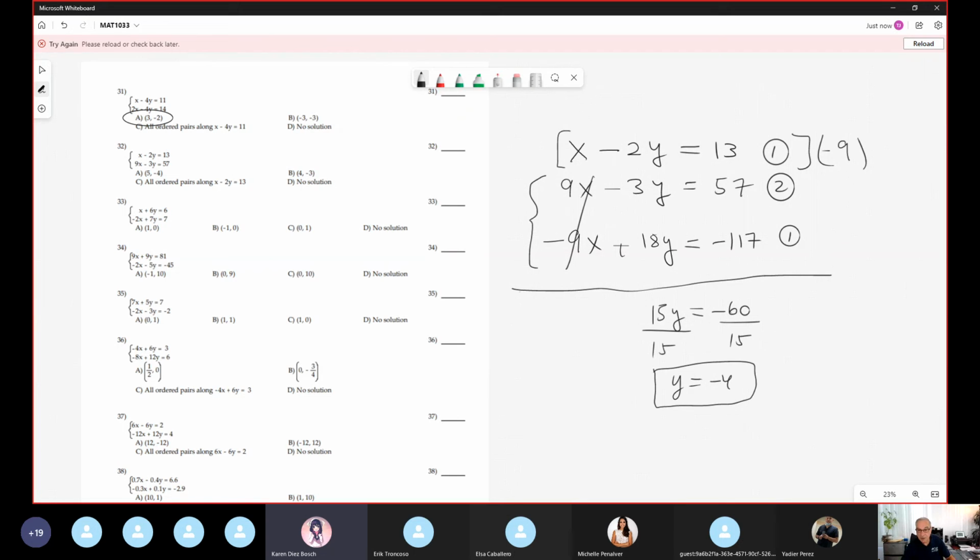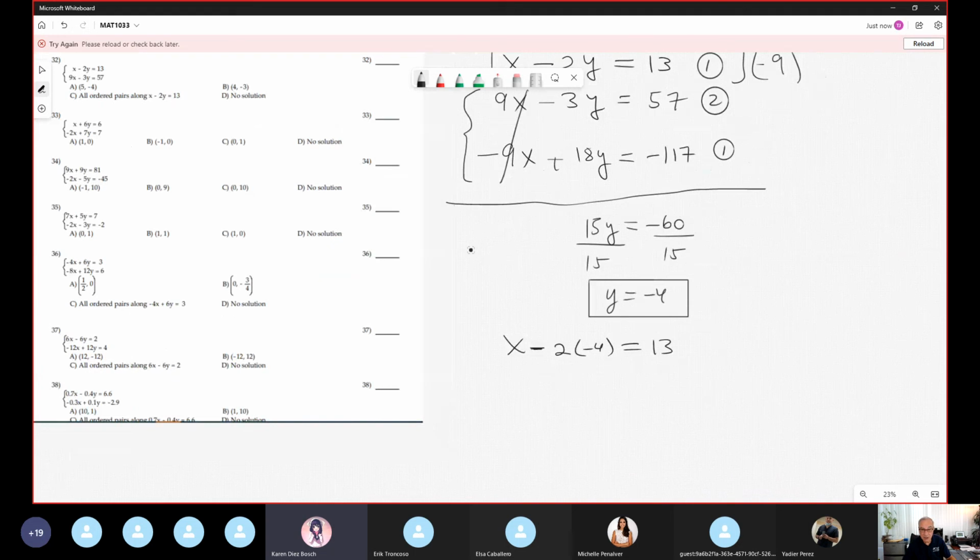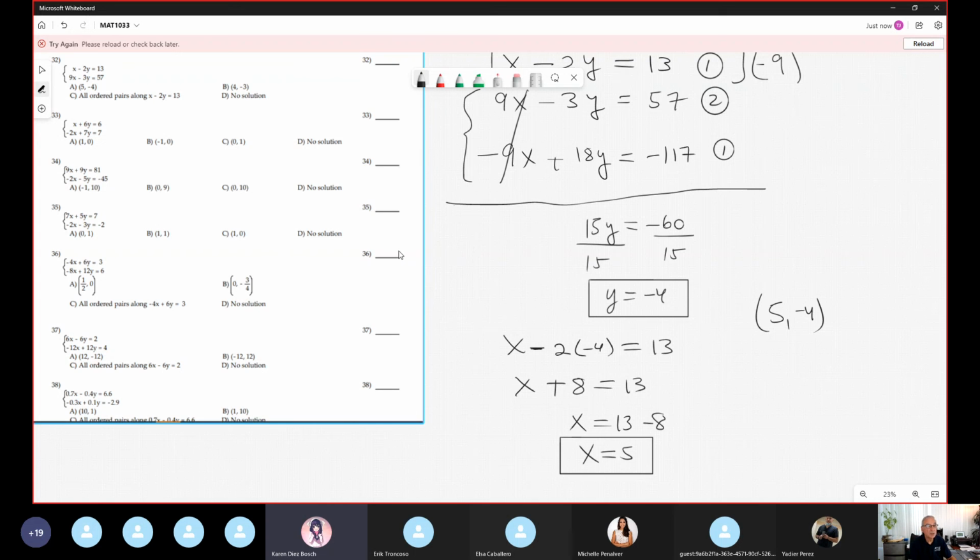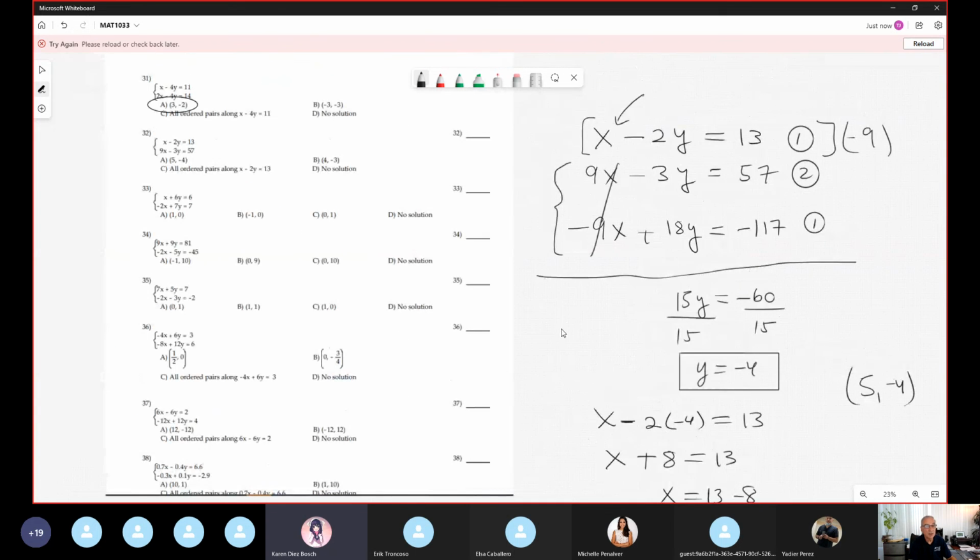To find the x value, you take the easier equation, in my opinion the first one. So you replace it: x minus 2 times negative 4, because y is negative 4, is equal to 13. And negative 2 and negative 4 together is positive 8. So x plus 8 is equal to 13. x is equal to 13 minus 8, that is 5. And the solution is (5, negative 4), which is option A.